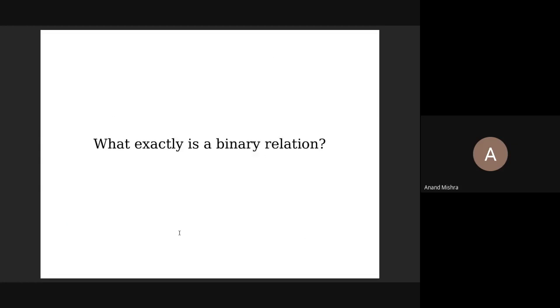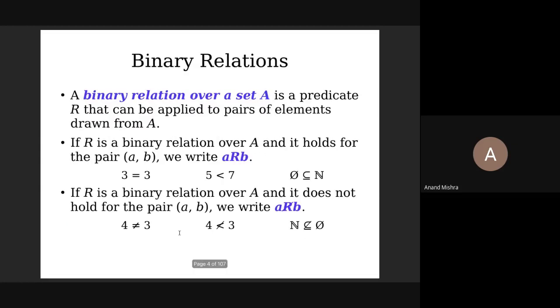So what exactly are binary relations? A binary relation over a set A is a predicate. We have seen predicates in first order logic, and a binary predicate always deals with two objects. So it's a predicate R that can be applied to pairs of elements drawn from A. You take any two elements of A, and you can apply R to them.